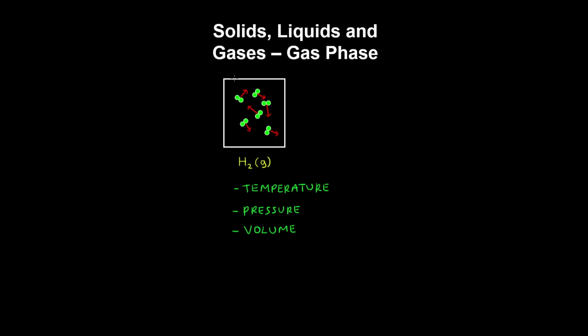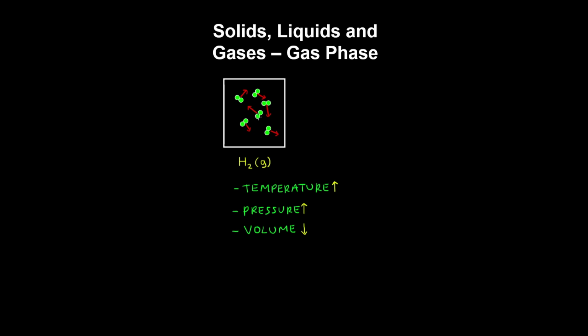So for example, if the container is smaller, then the volume occupied by the gas decreases, and therefore the pressure increases, because the gas particles hit each other and the walls of the container more often. And when the particles interact with each other more often, that causes an increase in kinetic energy of the gas particles, and therefore an increase in temperature. And we'll make similar observations when we look at the ideal gas law.